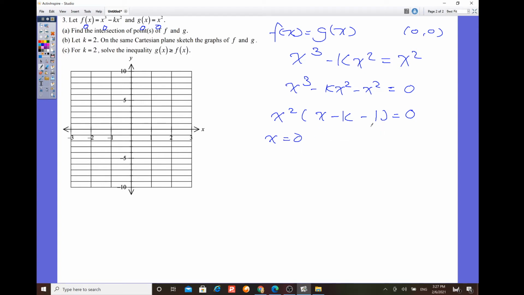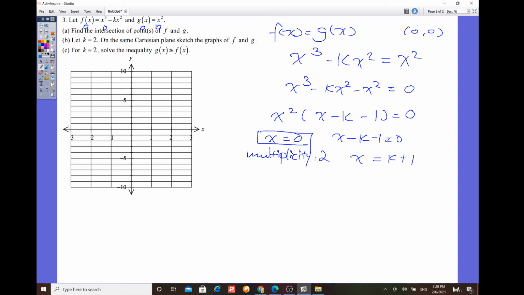And then what about the other solution? The other solution would be x minus k minus 1 equals 0. Solve for x in terms of k. So that means x equals k plus 1. This one appears twice. Multiplicity. Make sure that you state the multiplicity. Very important. And this one just appeared once because that's linear.